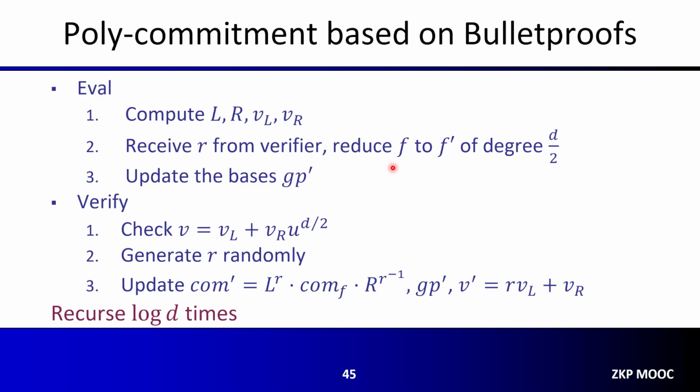Here I won't go into the details of the soundness proof of this bulletproofs, but roughly speaking, you're using this random linear combination to combine two claims about the left part and the right part into one claim of only half of the size. I refer you to the original paper for more details about the security proof.